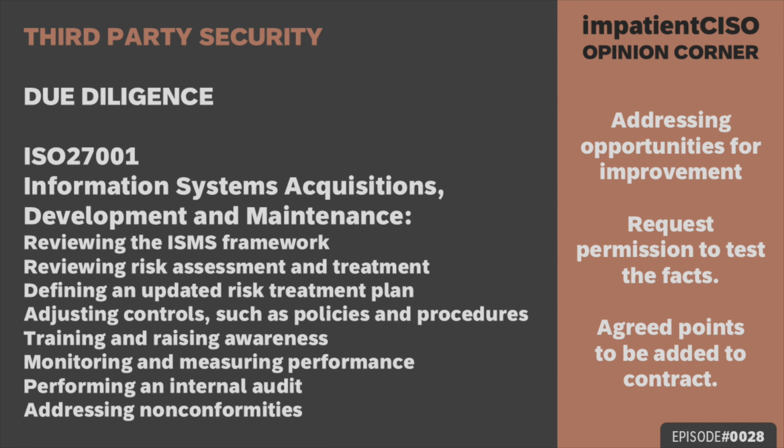Performing internal audits. And of course addressing the non-conformities out of such audits. And quickly my opinion on the right here. Addressing opportunities for improvement. So phrase it positively. It's always an opportunity. Request permission to test the facts. That's something you should do at the very beginning, because otherwise you will have a hard time to get good evidence. I mean, you will get good written evidence, but if you really want to test it, ask before. Some don't like it, then stay away, because then they don't want to be helped. So don't do it.